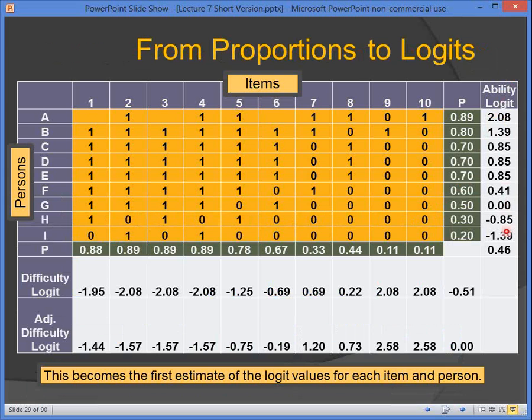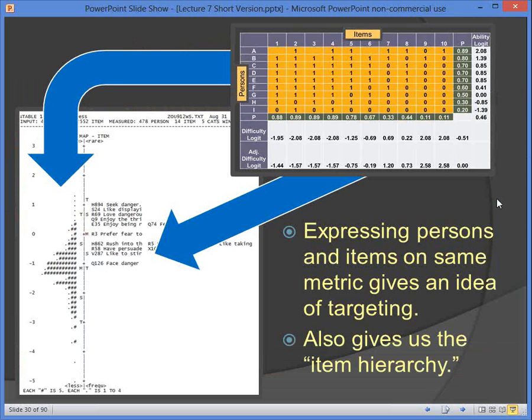So we add another column and another row down here, and then this ability logit is actually the natural log of the proportion, and this becomes the first estimate of person abilities in this column, and this becomes the first estimate of item difficulties in this row. And then WinSteps and other software actually begins to fine-tune these numbers and tries to reconstruct this matrix, and when the number of mispredictions is minimized, then that becomes the final person abilities and item difficulties. So here's the matrix right here.